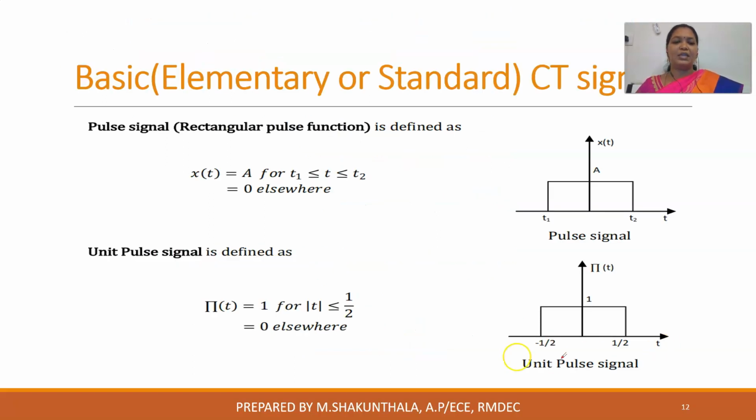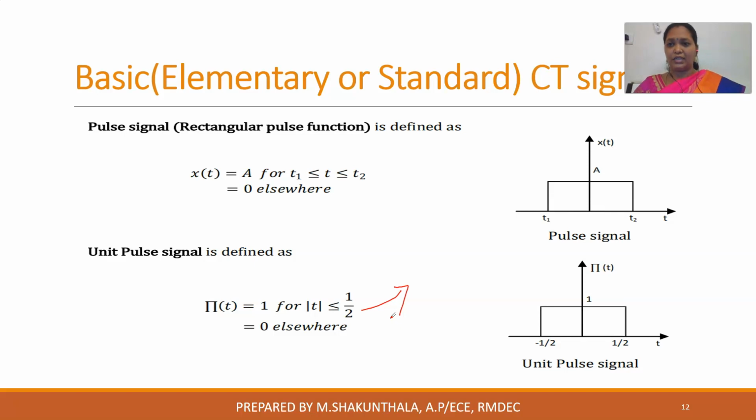And the next signal is a pulse signal, which is easy. Pulse signal, which is also called rectangular pulse signal, is given by x of t equal to a for t1 to t2. So for t1 to t2 only the amplitude exists, that amplitude is a. Unit pulse signal, pi of t, is given by 1 for modulus of t lesser than or equal to 1 by 2.